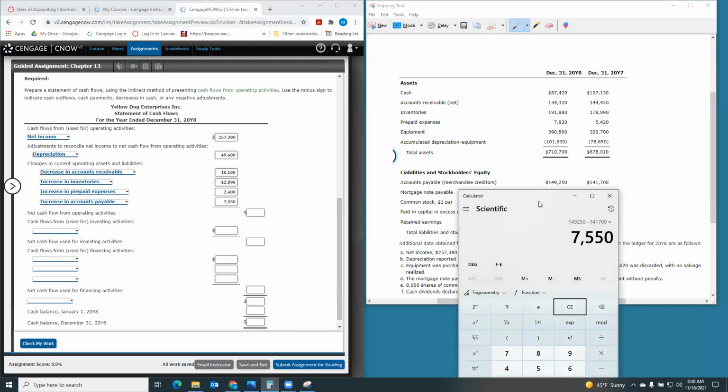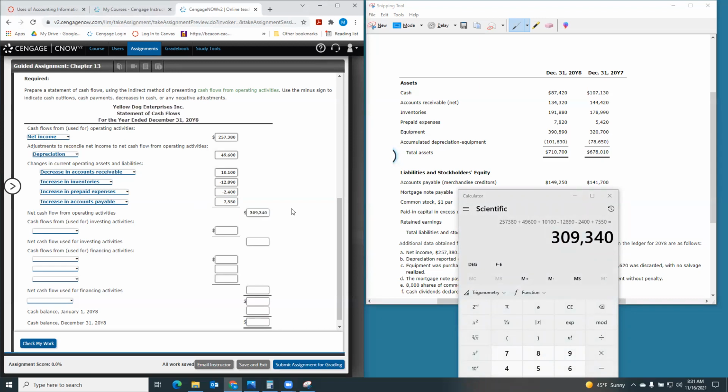All right, so I'm going to take my net income, 257,380. I'm going to add my depreciation, 49,600. I'm going to add that adjustment for the decrease in accounts receivable, 10,100. I'm going to subtract the adjustment for the increase in inventories, 12,890. I'm going to subtract the adjustment for the increase in prepaid expenses, and I'm going to add the increase in accounts payable. Whoops. There we go. That gives me $309,340.